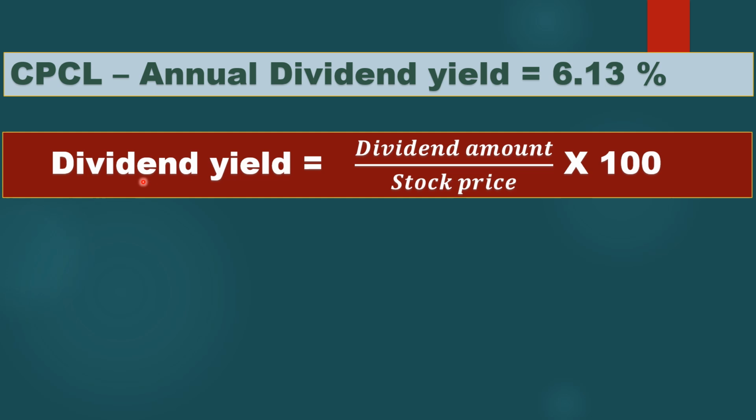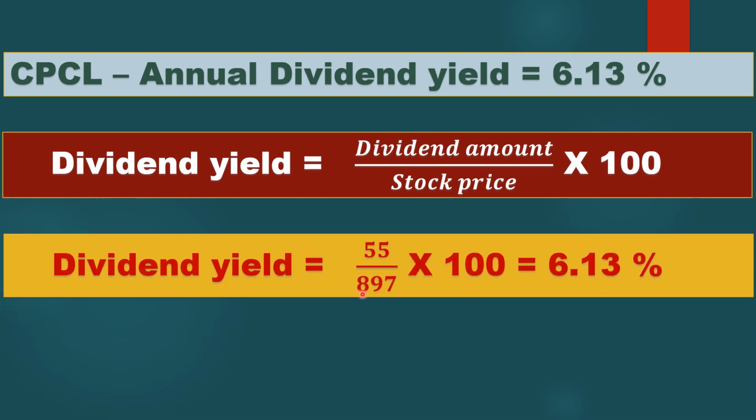So how is dividend yield calculated? You have the stock price and the dividend amount. You know the stock price of Chennai Petro and what the dividend amount is, and then multiplied by 100, that gives the dividend yield in percentage. Let us see an example. The stock price of CPCL is 897 and its dividend amount is 55 per share, multiplied by 100, that is equal to 6.13%.